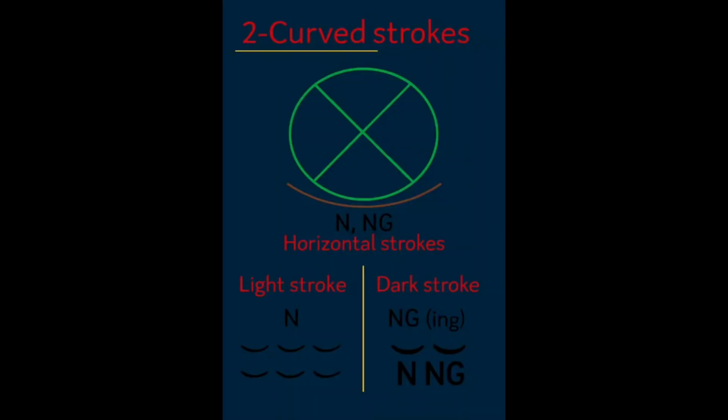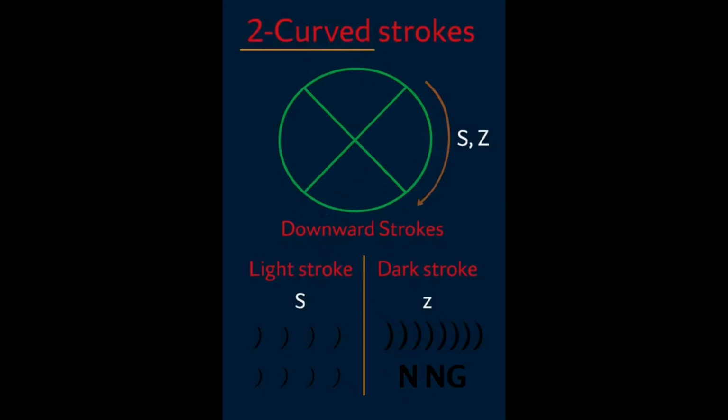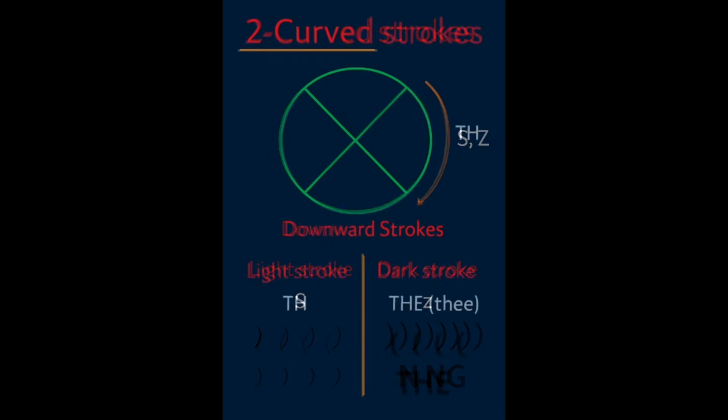N is a light stroke, while NG is a dark stroke. They produce the sound N and NG as in ink. The curve should be small and both ends should meet equally. S is a light stroke drawn from the right hand side. Z is a dark stroke. Both are Fanian strokes differing only in thickness.